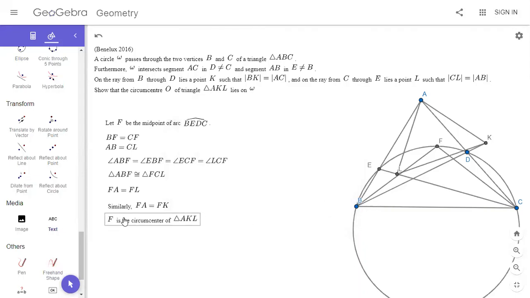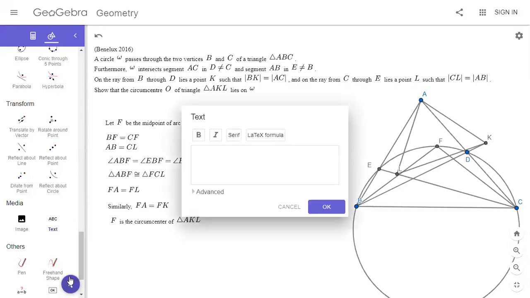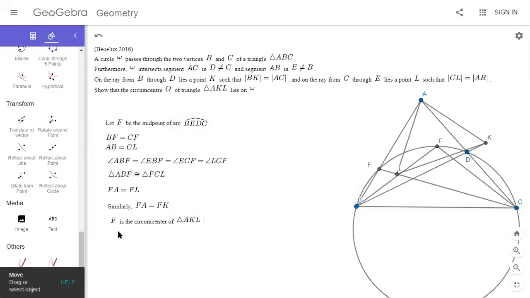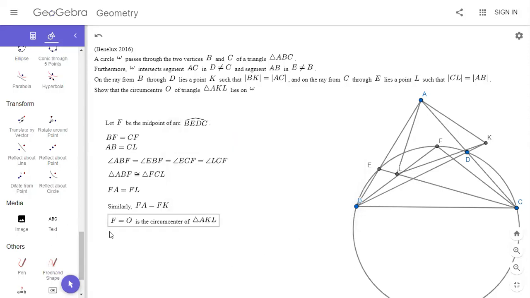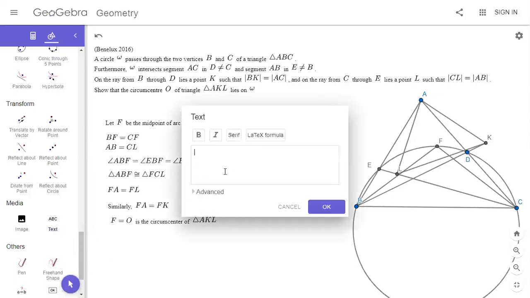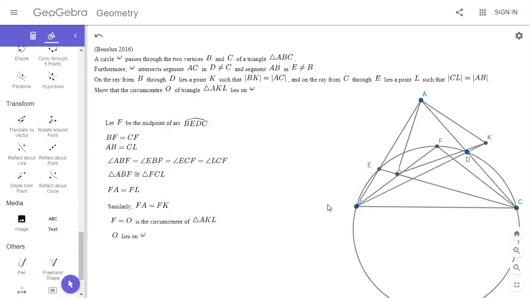And so the circumcenter, oh, I called it F. I could just say F equals O. Tell you what, I'll say F equals O is the circumcenter of triangle AKL. So therefore, O lies on omega. All right. That was a fun one. So let's hop to the next problem.